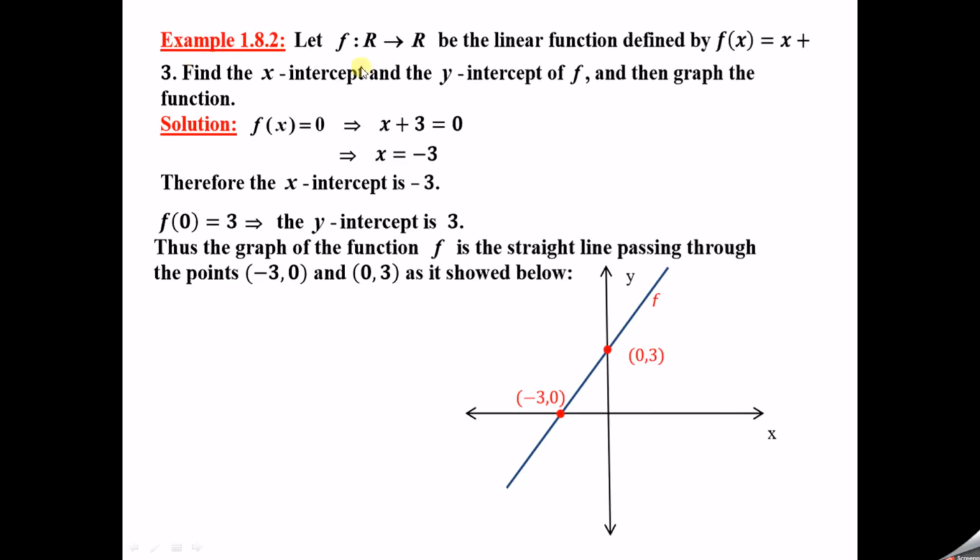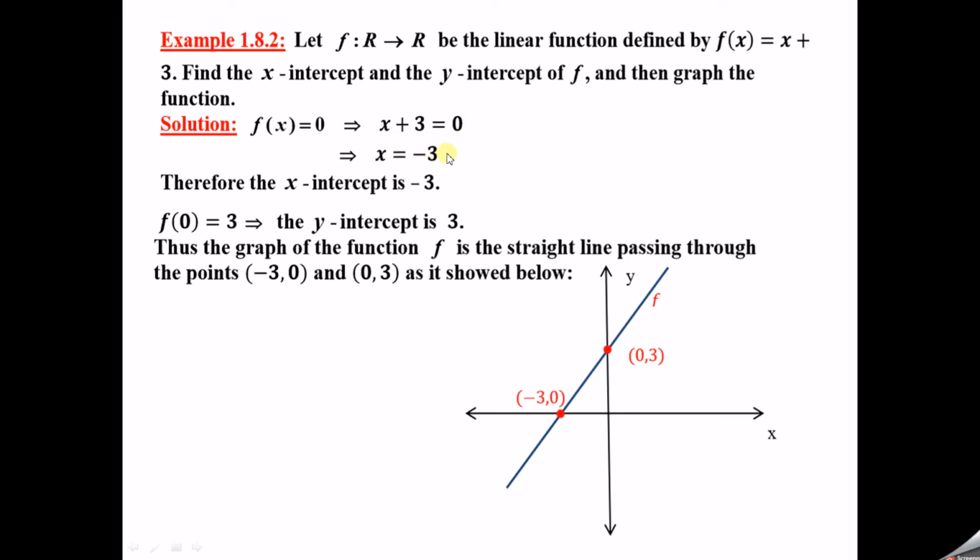Now let us see this example. Let f from R to R be a linear function defined by f(x) = x + 3. Find the x-intercept, y-intercept and graph of the function. As we have seen before in the previous presentations, for this function f(x) = x + 3, to find the x-intercept, we have to put y equal to 0. y is 0 means f(x) is 0. y is nothing but f(x), the image. So if you put f(x) = 0, then you will get x + 3 = 0, which implies x is equal to minus 3.